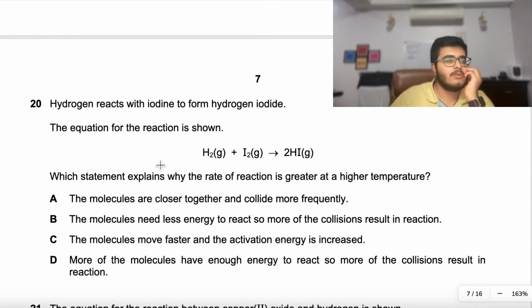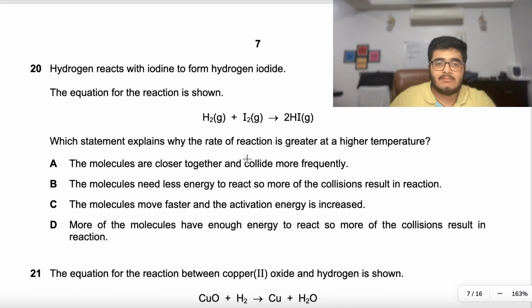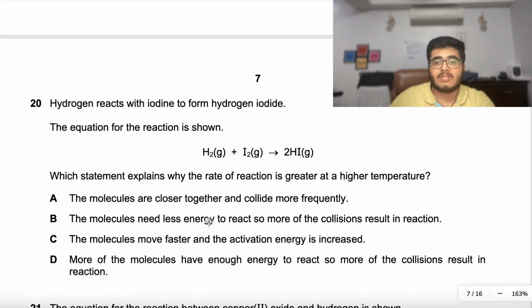Next question says hydrogen reacts with iodine to form hydrogen iodide. The reaction is shown here. Now they are saying which statement explains why the rate of reaction is greater at a higher temperature. So why would it be greater at a higher temperature? Because particles gain kinetic energy, they move faster. More of the atoms or more of the molecules gain enough energy, as activation energy, to complete the reaction.